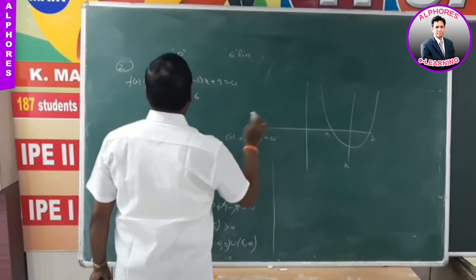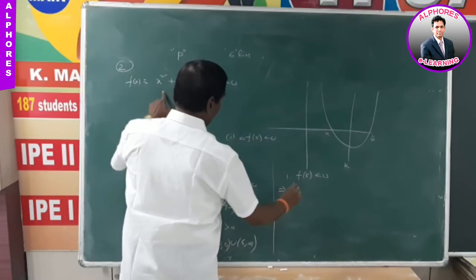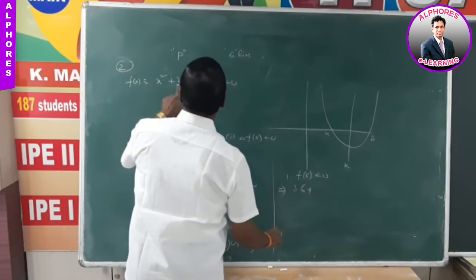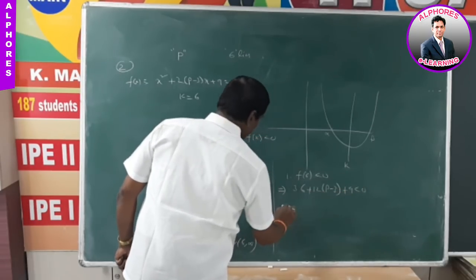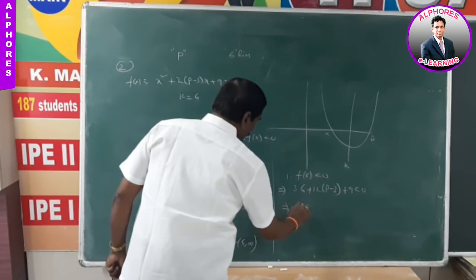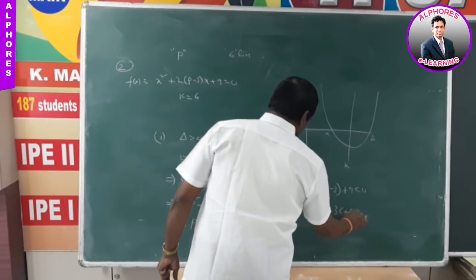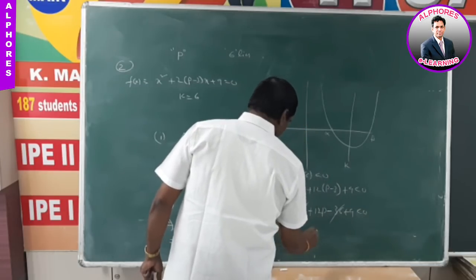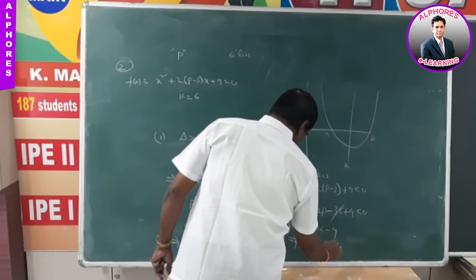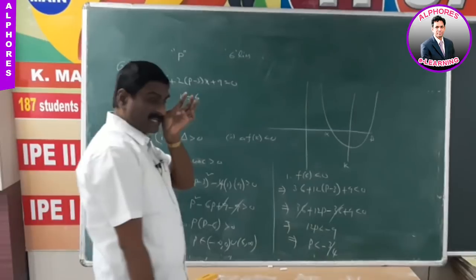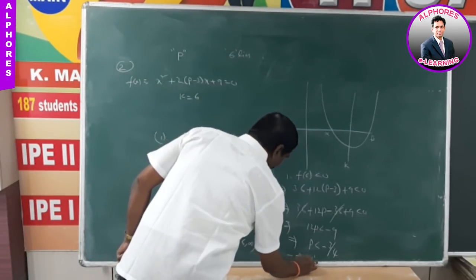A into f of k less than 0. A means 1 into f of 6 less than 0. That implies 36 plus 12 into p minus 3 plus 9 less than 0. That means 36 plus 12p minus 36 plus 9 less than 0. 36 cancels. 12p less than minus 9. P less than minus 3 by 4. That means p belongs to minus infinity to minus 3 by 4.